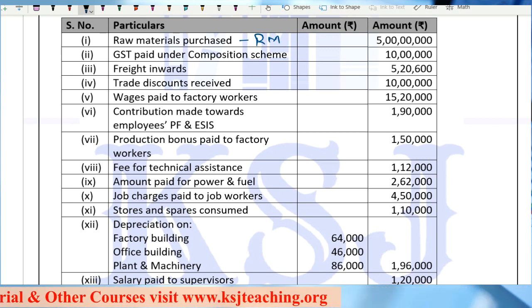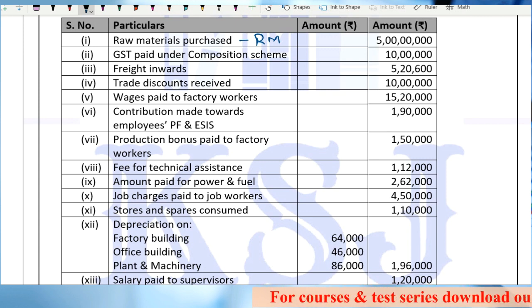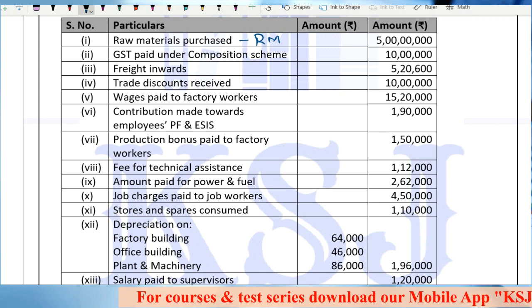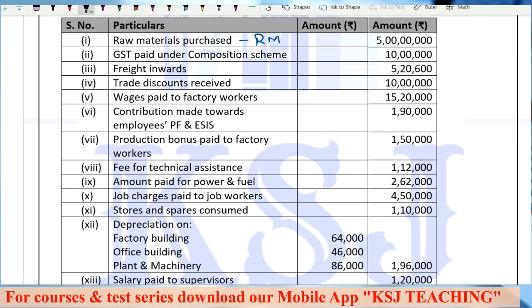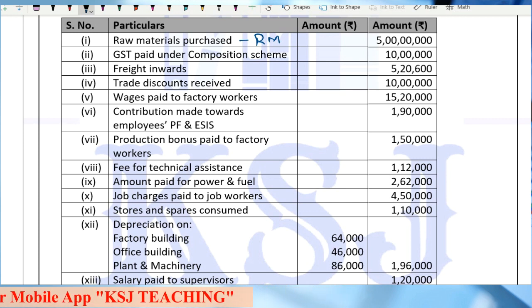Second, GST paid under composition scheme. Now this is interesting, right? In the study mat, I think it is given GST paid, input tax credit available. Now, what is the rule regarding GST paid or any taxes paid? Sir, the rule is if the input tax credit is available against the tax being paid, like the GST, if the ITC is available, we are not going to consider it in the cost sheet, right?